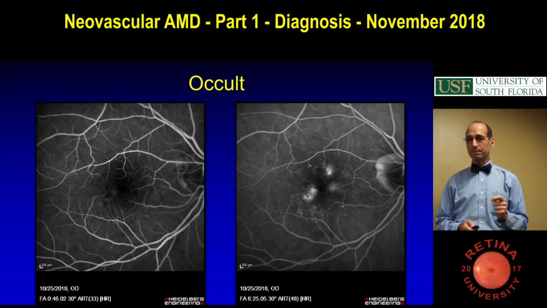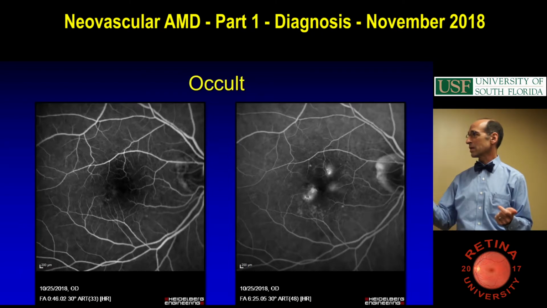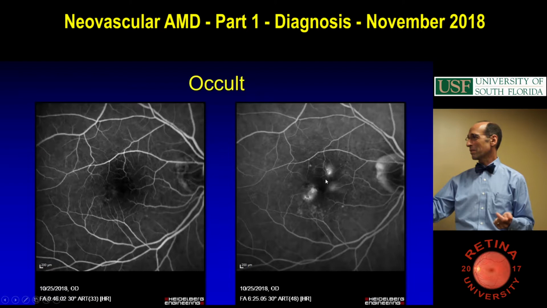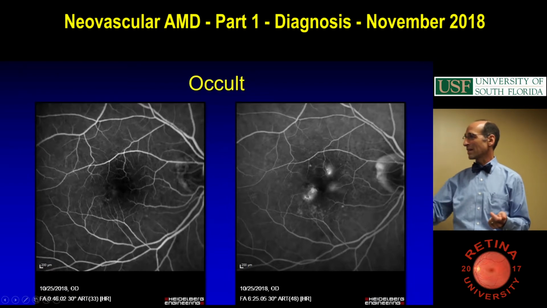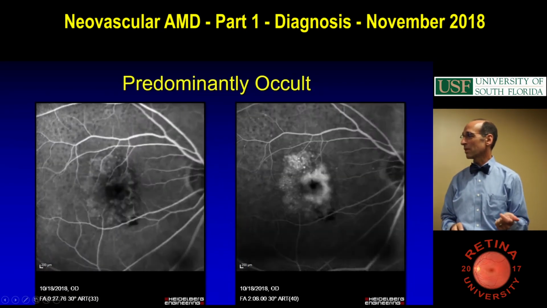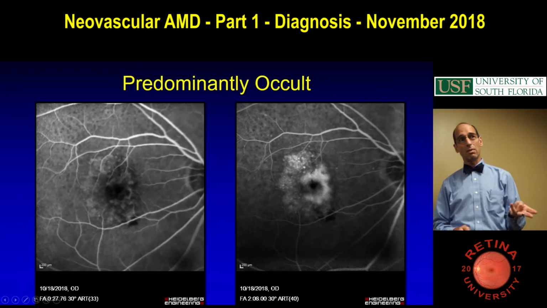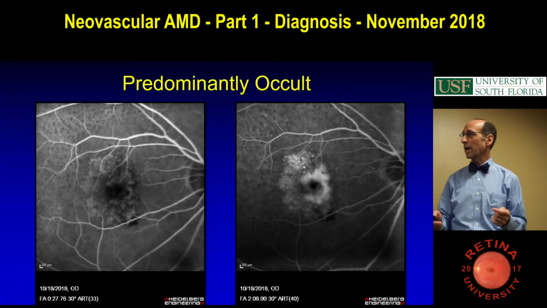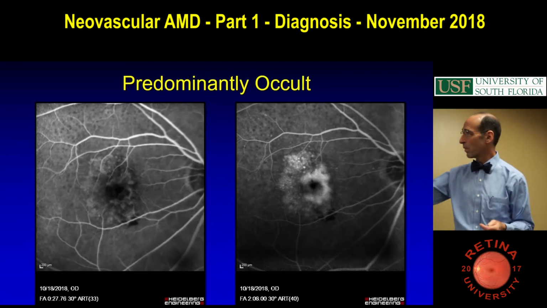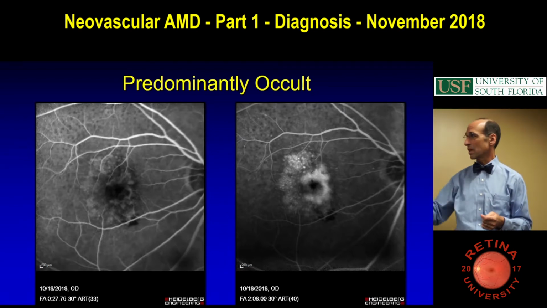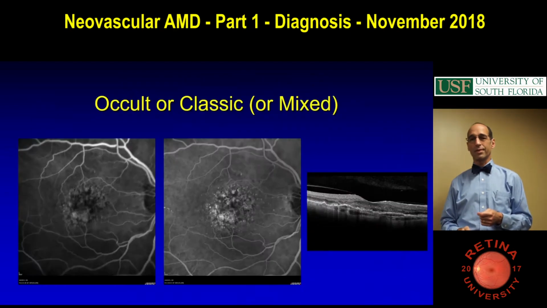And then the occult, this is 90% of what I see. And this is someone where honestly it's hard to even know they have AMD without the OCT and the ICG. A lot of these are from last week. The right eye has nothing really within the first minute, just a couple little pigment hypofluorescence. And then in the late frames you can see little leaky areas. And then there's predominantly occult and predominantly classic. So this is one where there's one area that kind of lights up more in the early, and then the rest of it stays sort of stippled.